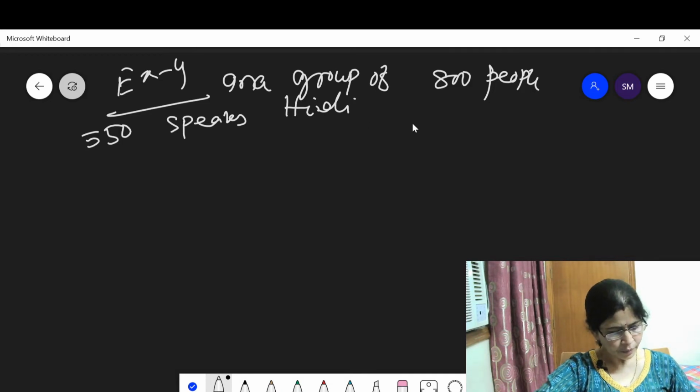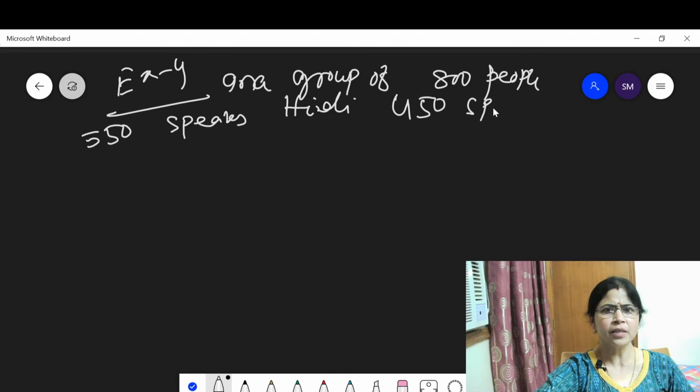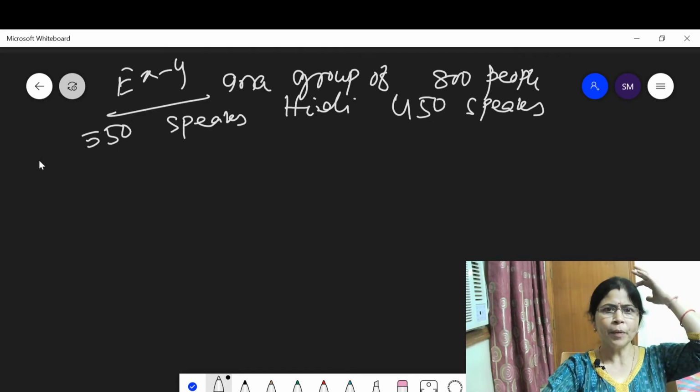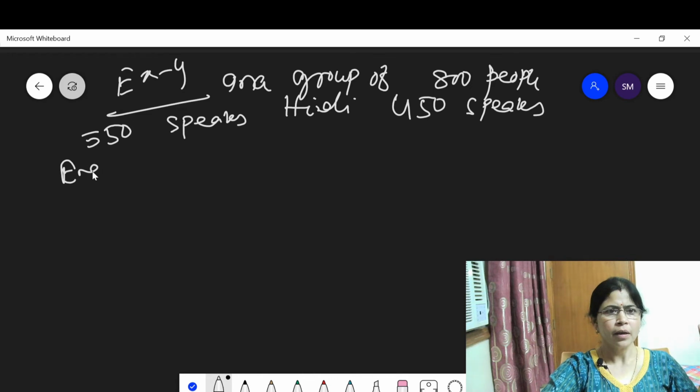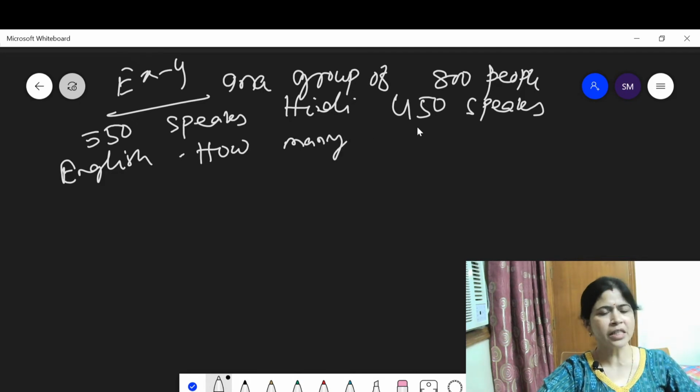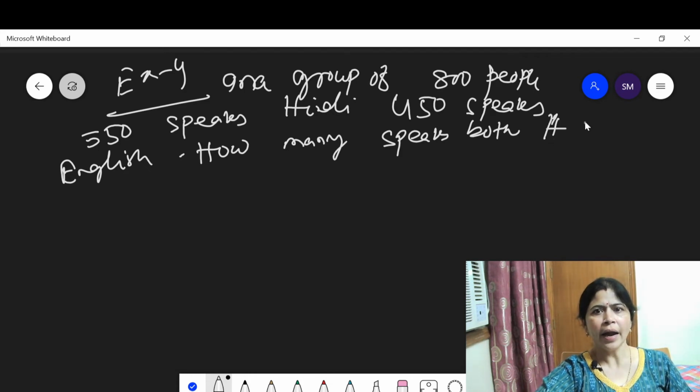And among them 450 speak English. Then how many speak both Hindi and English? Here we have to find out how many people speak both Hindi and English. Then just understand the question.